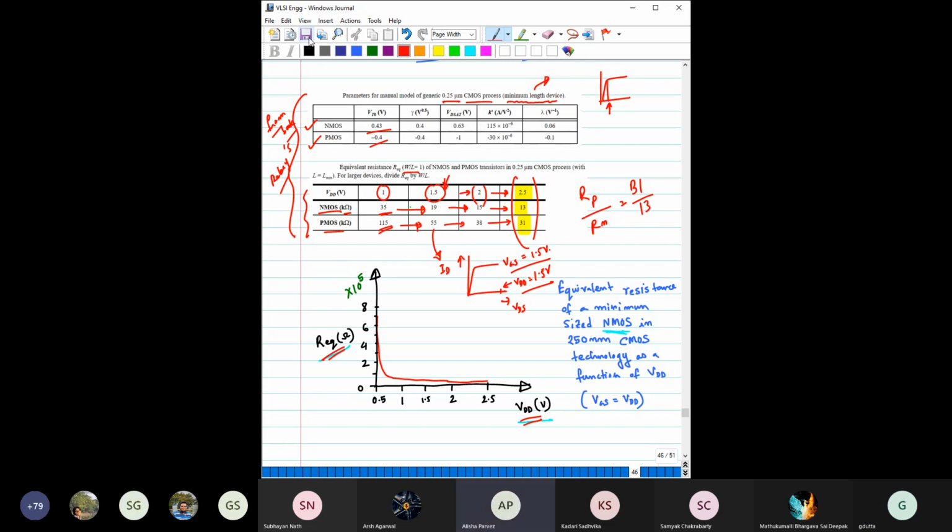So could you please explain the R equivalent versus VDD graph that you've drawn again, because it doesn't match any of the expressions we derived earlier. We got the closed form expression, and that was a downward parabola, but this doesn't resemble a downward parabola in any region.